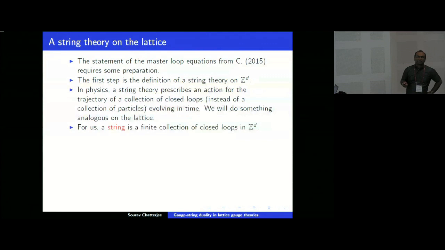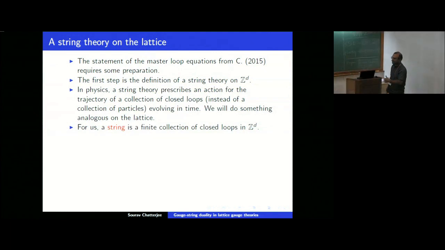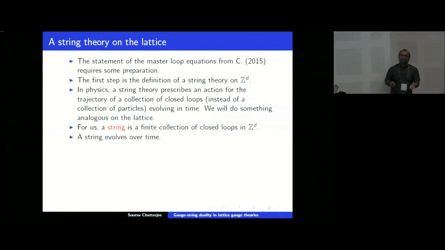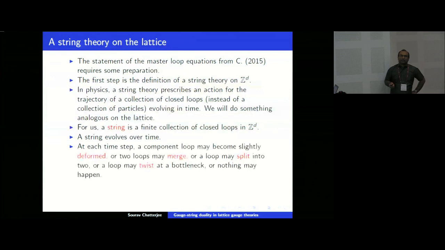So for us, a string will be a finite collection of closed loops. So you take the lattice Z^d, and you take a closed loop, which may be self-intersecting. It may be traversing the same edge several times in different directions. And then a string will be a finite collection of such loops. Okay? And then we'll let the string evolve over time. And time will also be discrete, so in discrete steps.